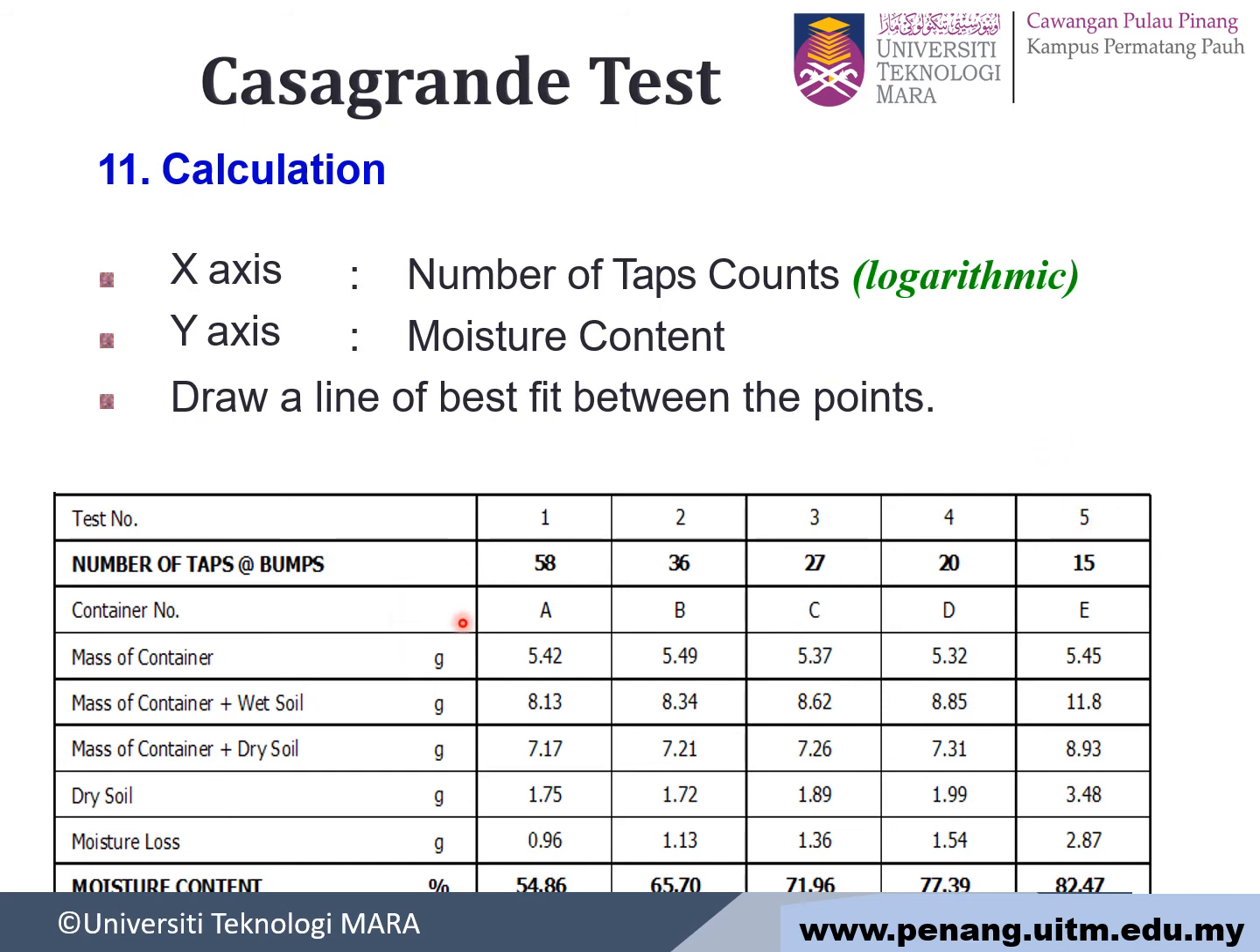So you see here we have the container number, and then you have to determine the value of moisture loss and the moisture content. If you see here, the moisture content is increasing, and the number of blows is decreasing.